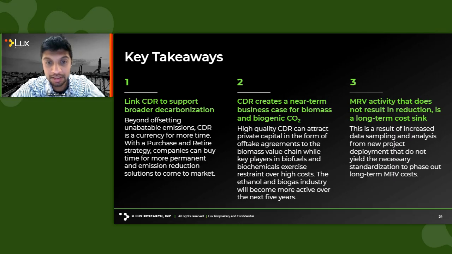It does help de-risk in the near term, but if in the next 2 to 3 years MRV does not show significant risk reduction, it essentially becomes a cost sink, right? And that's typically just a result of increased data sampling and analysis for new deployment. And of course, offsets don't replace abatement, and the Lux Carbon Negative framework is at your disposal to help you find the right options without the risk of greenwashing with carbon credits.